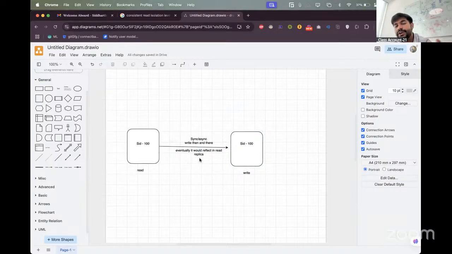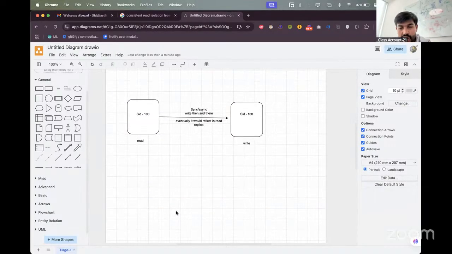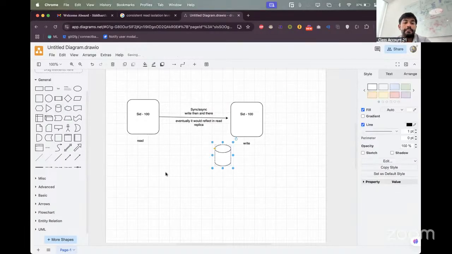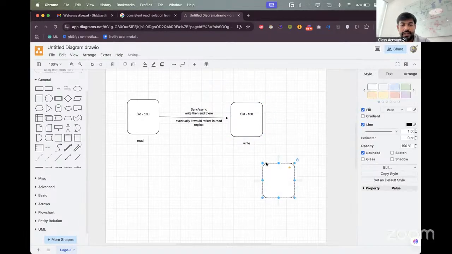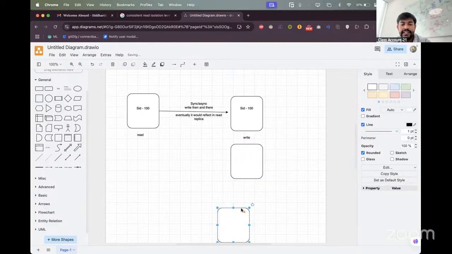Async means it would eventually have the data as balance as 100. Now, not just this, let's say even this is not enough. So what we have is we start having multiple databases out there. Not just this, we would start scaling things horizontally.